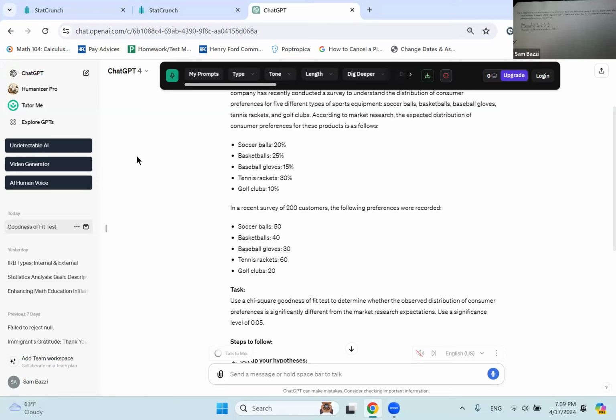You know what, guys? I'm going to do this one before I do number 15, because this is more reflective of what you should know on the test. So you have a distribution of preferences, and the question is, use a chi-square test to determine whether the observed distribution of consumer preferences is significantly different from what we have. So we want to check if this distribution has changed or it remains the same. I will show you how to perform this test on the calculator and on StatCrunch as well. So let's do this one.